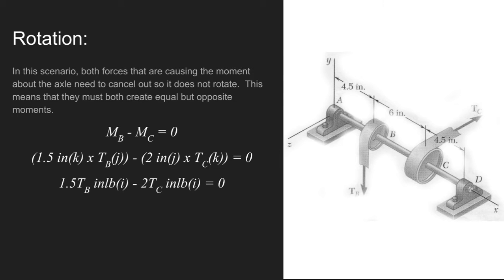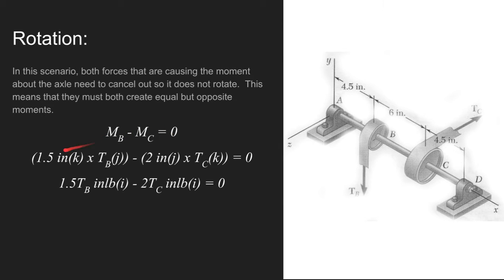In this scenario, both forces that are causing the moment about the axle need to cancel out so it does not rotate. This means that they must create equal but opposite moments. So, the moment MB minus the moment MC has to equal 0.